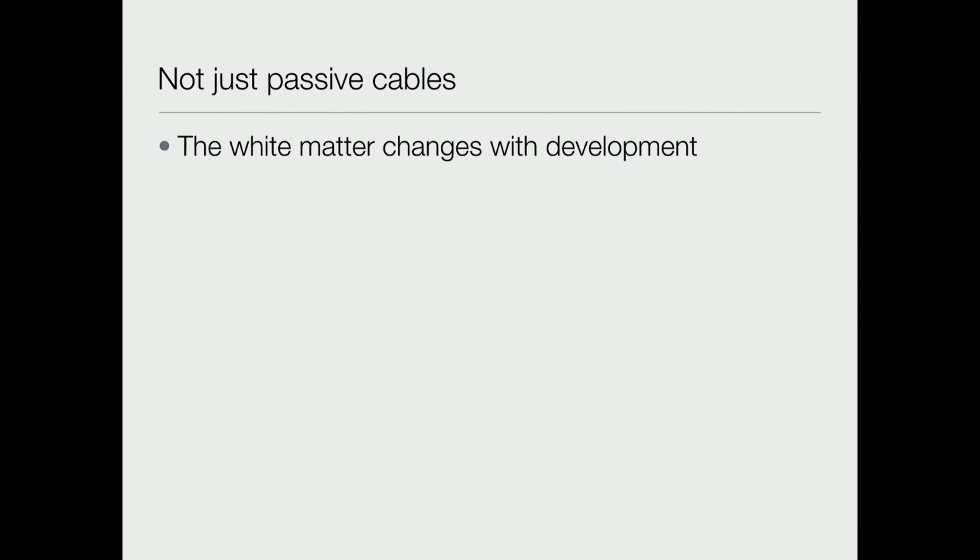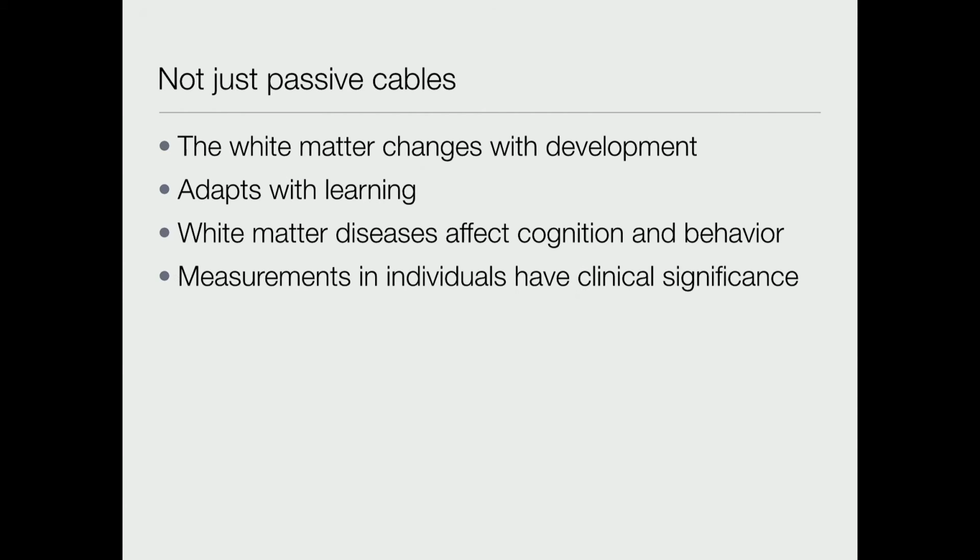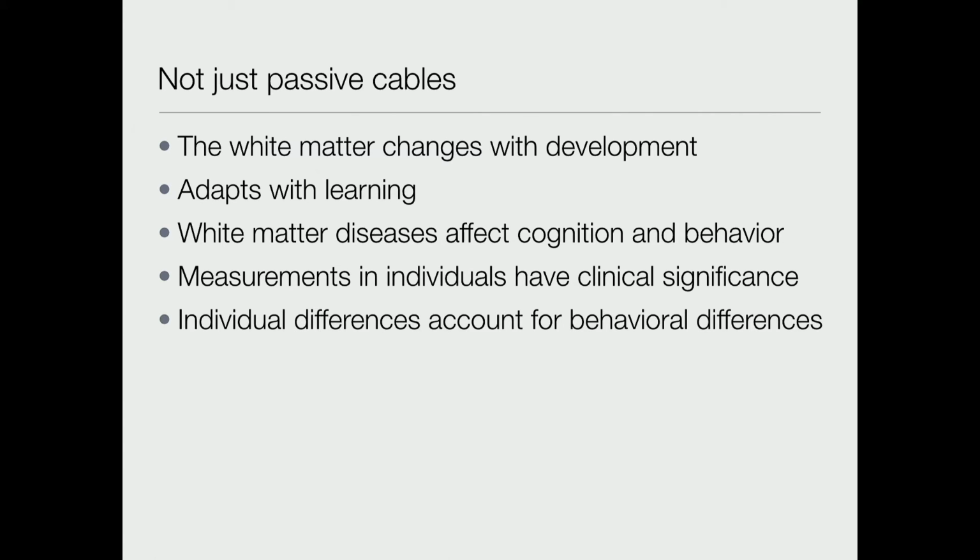And the reason for that is that these are not just passive cables that transmit information. The white matter actually changes with development. It adapts with learning. It affects our cognition, our behavior, and various diseases that affect the white matter. And then if you measure in different individuals, you might be able to explain a substantial amount of variance in how they behave by looking at differences in their white matter. So it's pretty important to measure that.